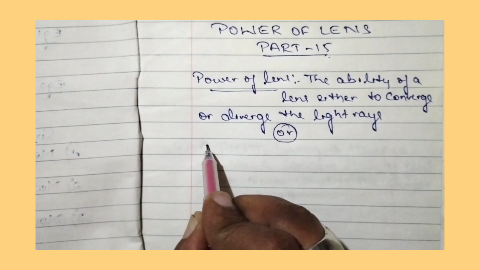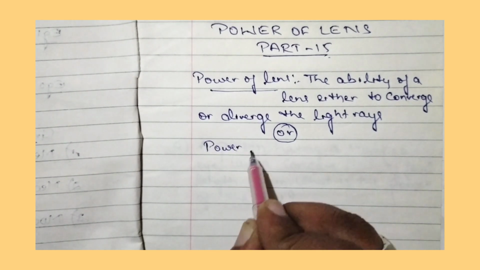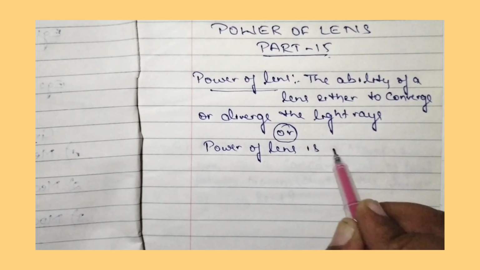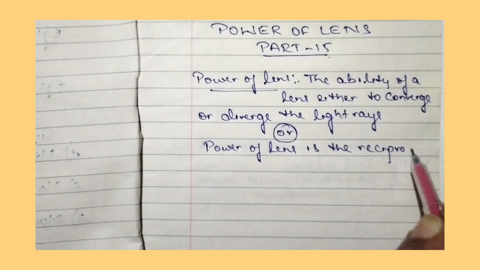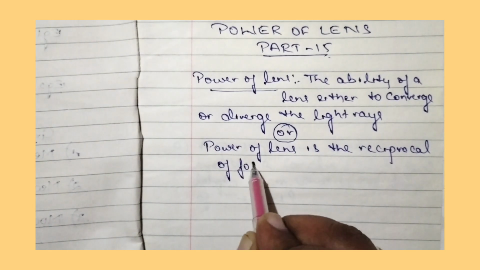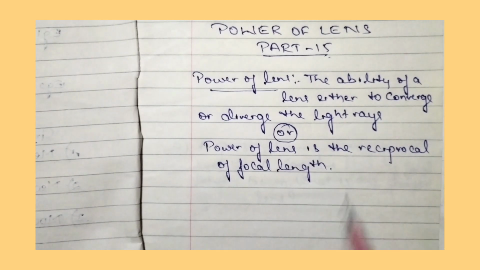So power of lens is also defined as the reciprocal of focal length. Power of lens is defined as the reciprocal of focal length. So it can be defined in two ways.